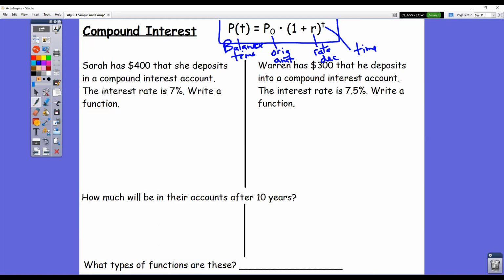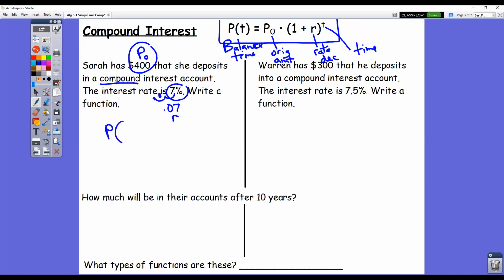So Sarah has $400 that she deposits in a compound interest account this time. So your original amount is the 400. This time the interest rate is 7%. Move the decimal point over 2 places. So this interest rate is really 0.07. So we're going to write a function.